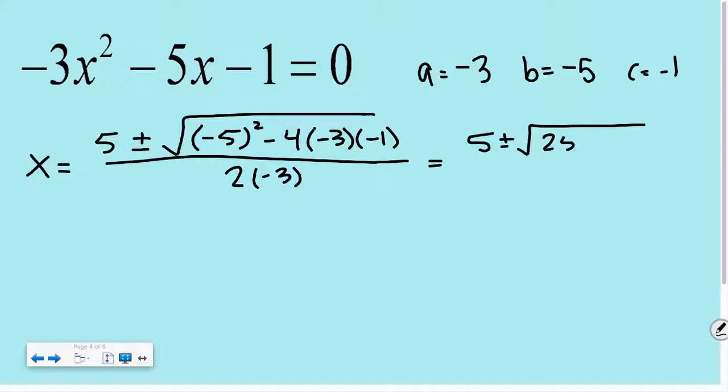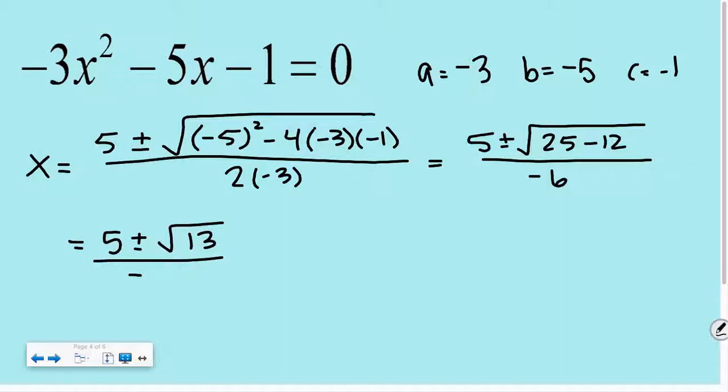Then when you work inside out, you don't have to show me that one. But the next line I would want to see then is 5 plus or minus the square root of 13 all over negative 6. You should get 13 underneath the square root symbol when you simplify that. Is 13 a perfect square?